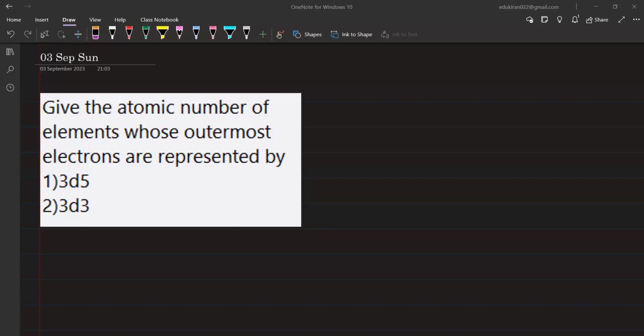So 3d5 is kind of odd, but 3d5 will be the atomic number of elements whose outermost electrons are represented by it. 3d5 can be copper and manganese also. 3d3 will be vanadium. From where did you get this question? They are asking atomic numbers. So the atomic numbers will be 24 and 25, and this will be 23.